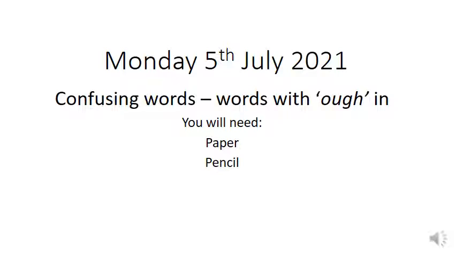And we're going to start with some handwriting and looking at some spellings. Today the spellings we're looking at are confusing words with O-U-G-H in, and looking at how the O-U-G-H can make different types of sounds. It's quite a tricky one to learn, this one. We'll see how we do as long as we try our best. You'll need paper and pencil and we'll get started.